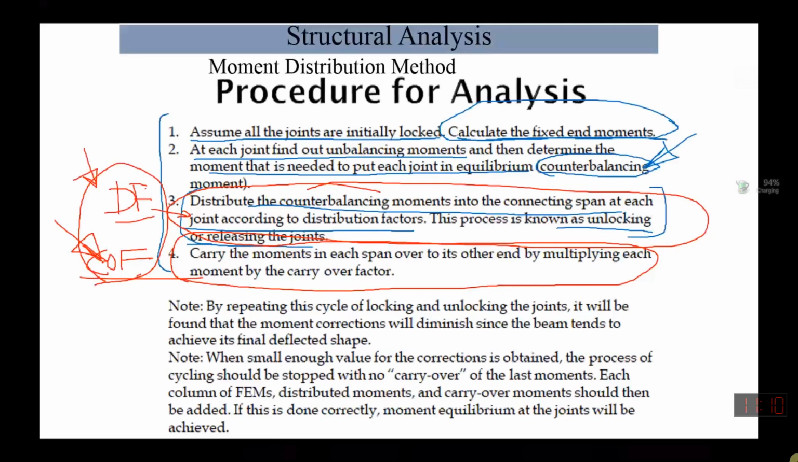Anyone else who wants to explain something? Remember I have marked you, but I'm now seeing the presence of the students in the class. This is more important than your attendance actually to me. Roll number 67, can you explain this carryover factor?